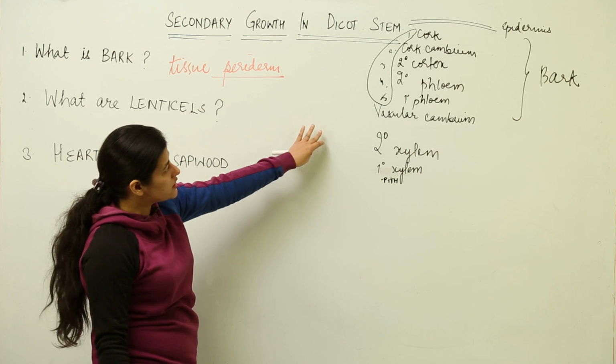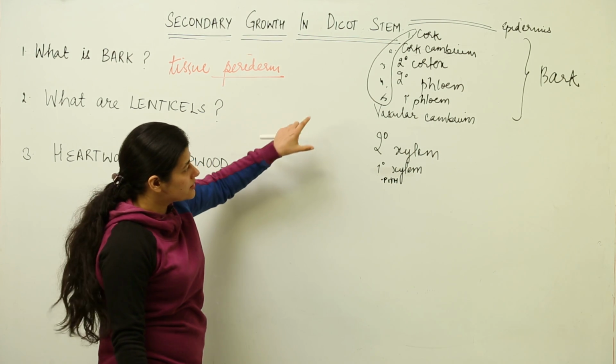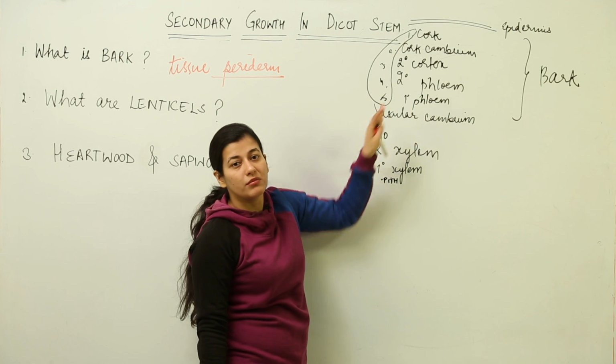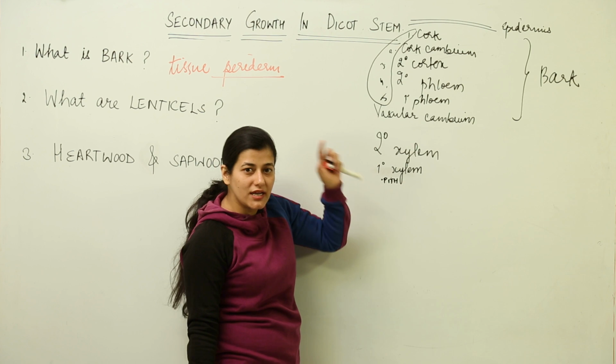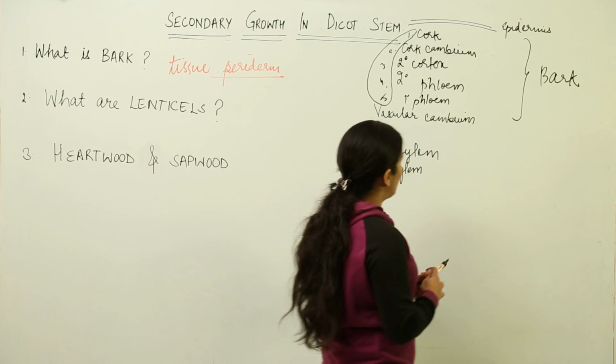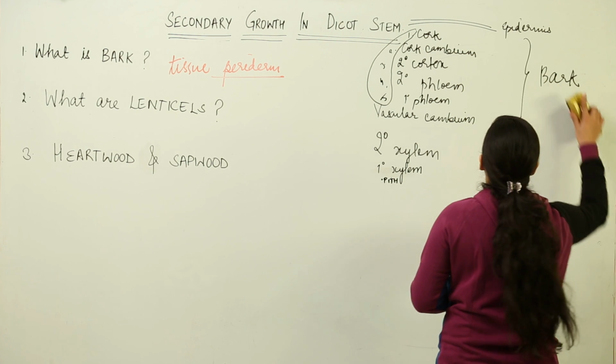Alright. So what is bark? That you come to know that it is the tissue present in the periderm which lies beyond the vascular cambium in a root or a stem which has undergone secondary growth. Okay. Now we have the second term, that is lenticels.